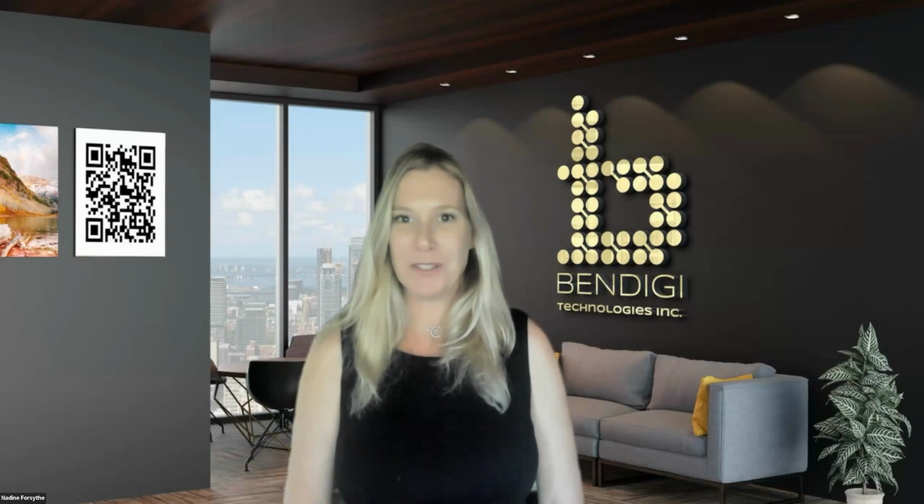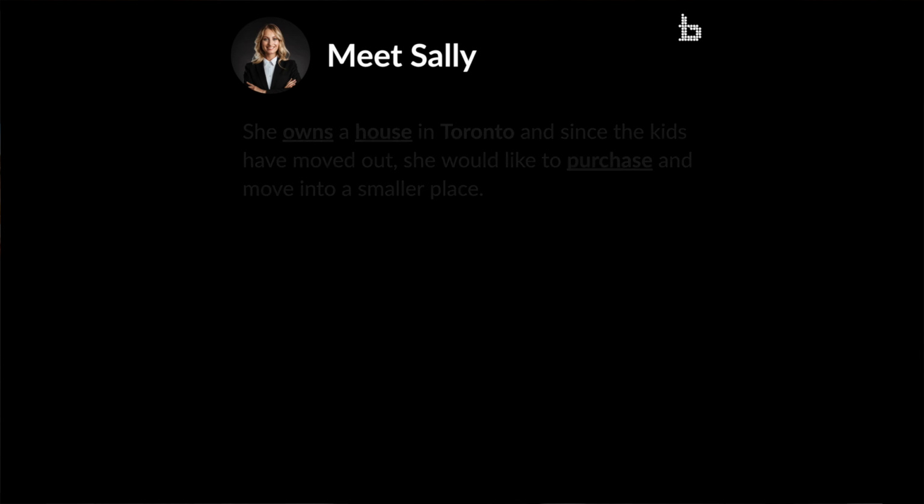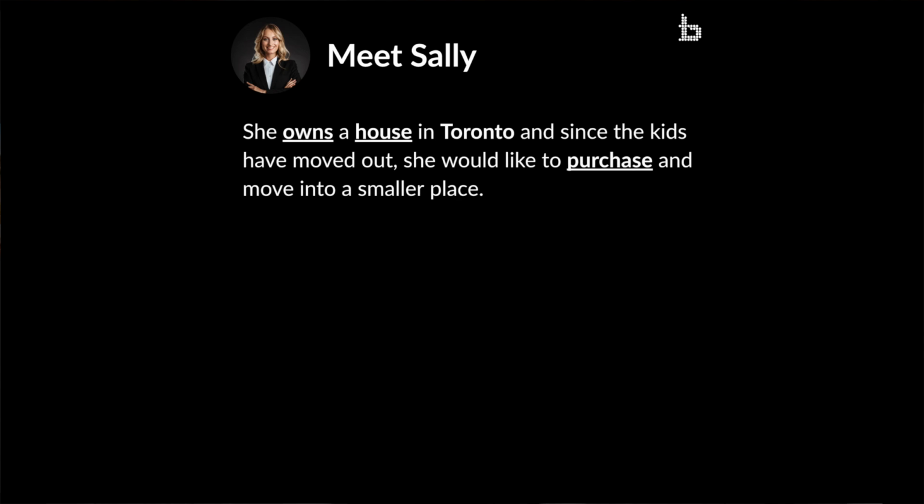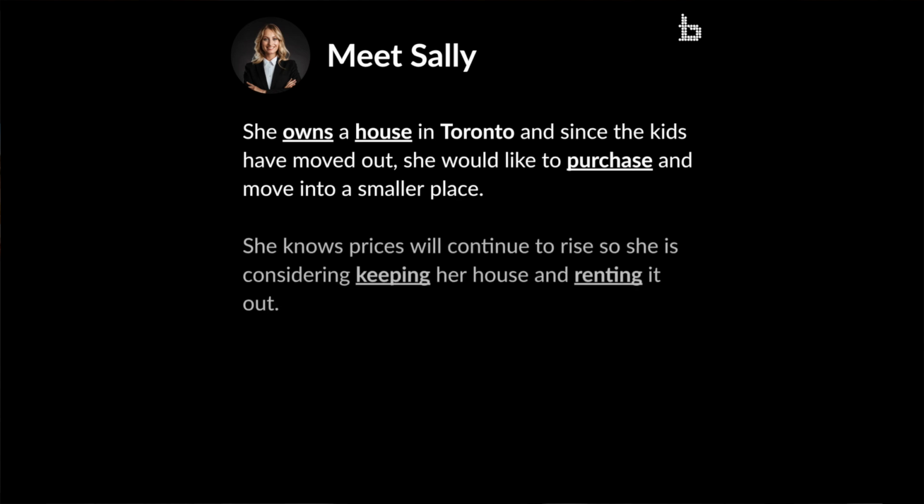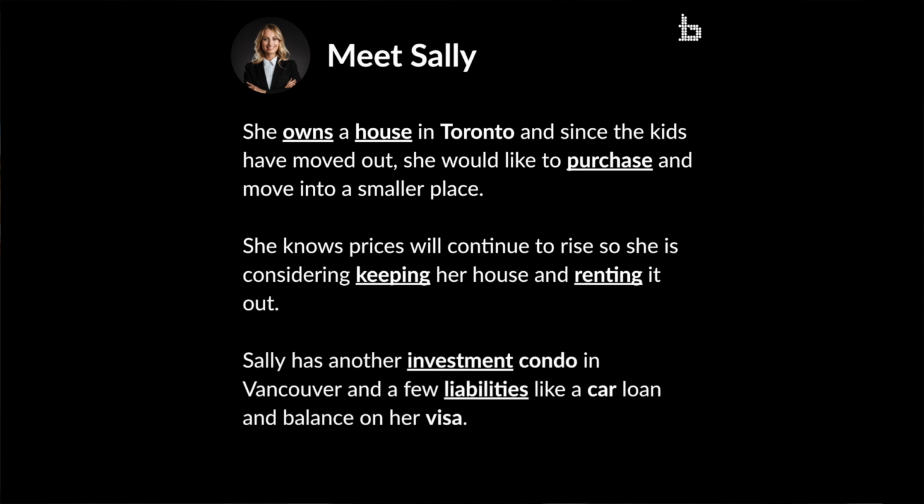So without further ado, I'd like to introduce you to Sally. Sally owns her home in Toronto. Since the kids have grown up, she'd like to move into a smaller place. She also realizes that prices are going to continue to rise. So she's thinking about renting her place out and buying another one to live in. She also has an investment property in Vancouver and a couple of liabilities, like her car loan and her Visa. Before she engages her realtor, she'd like to know what her maximum purchase price is.